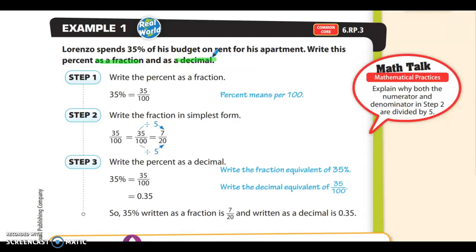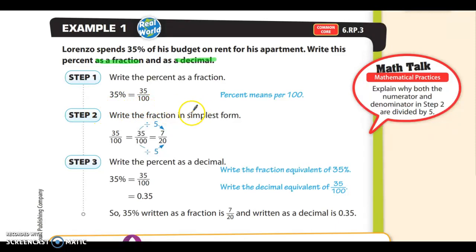Step 1, write the percent as a fraction. 35% means 35 out of 100. I want you to notice something right here. These symbols, this is good to remember, can actually be rewritten as 100. Those two little things on the percent sign look like zeros, and that right diagonal there could be a 1. That's 100. So when you see that sign, percent means out of 100. So 35% means 35 out of 100.